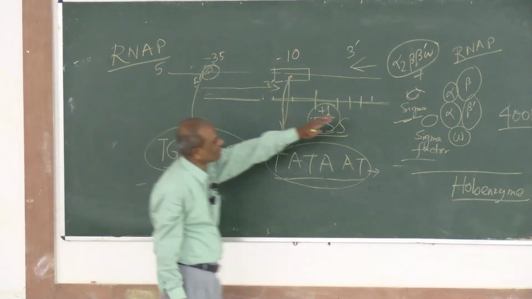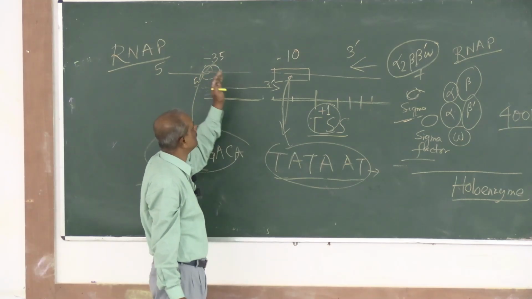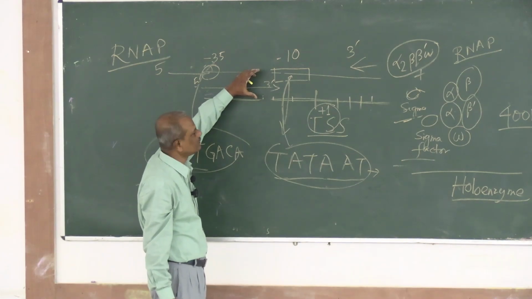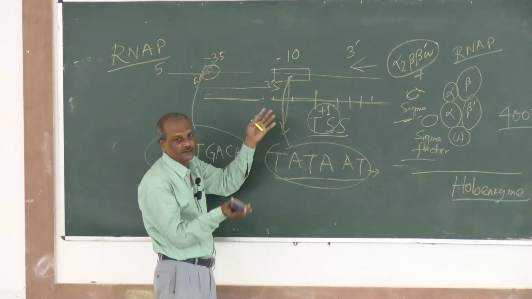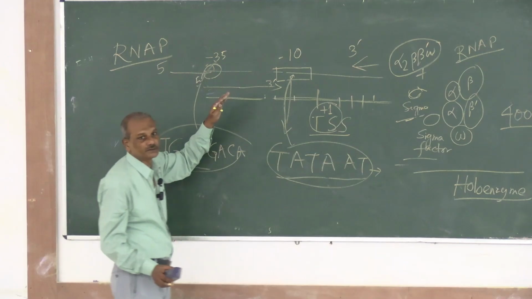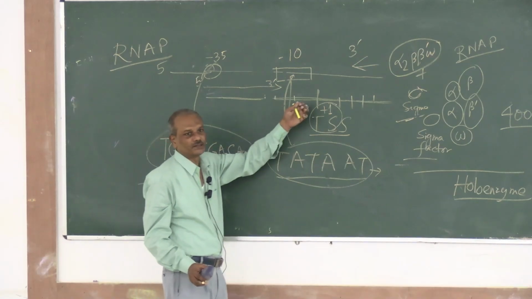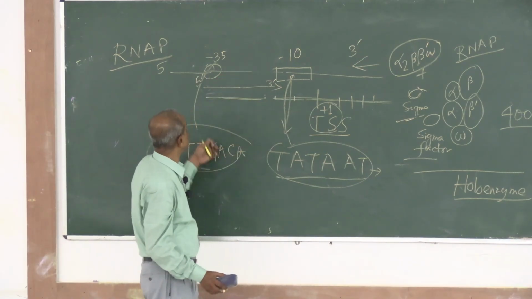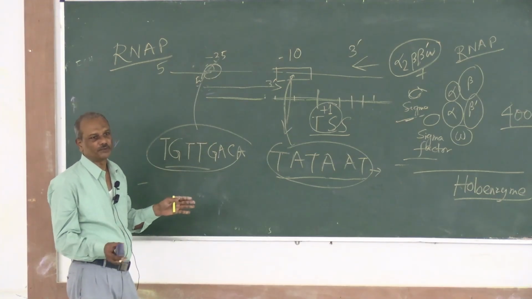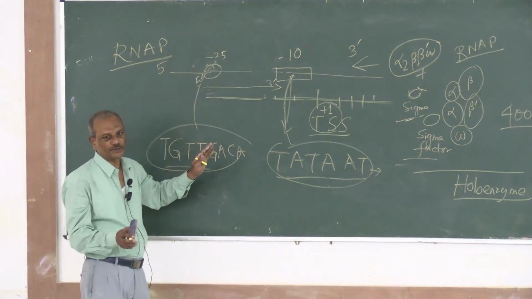So the sigma factor basically scans the DNA molecule, comes close to the site of transcription, and then starts unwinding the DNA. It occurs in 6 steps. The first is binding of RNAP to the promoter region. This region, the TATA box and the minus 35 region upstream, is called the promoter region. First is binding of RNA polymerase to the promoter region and formation of a closed complex.